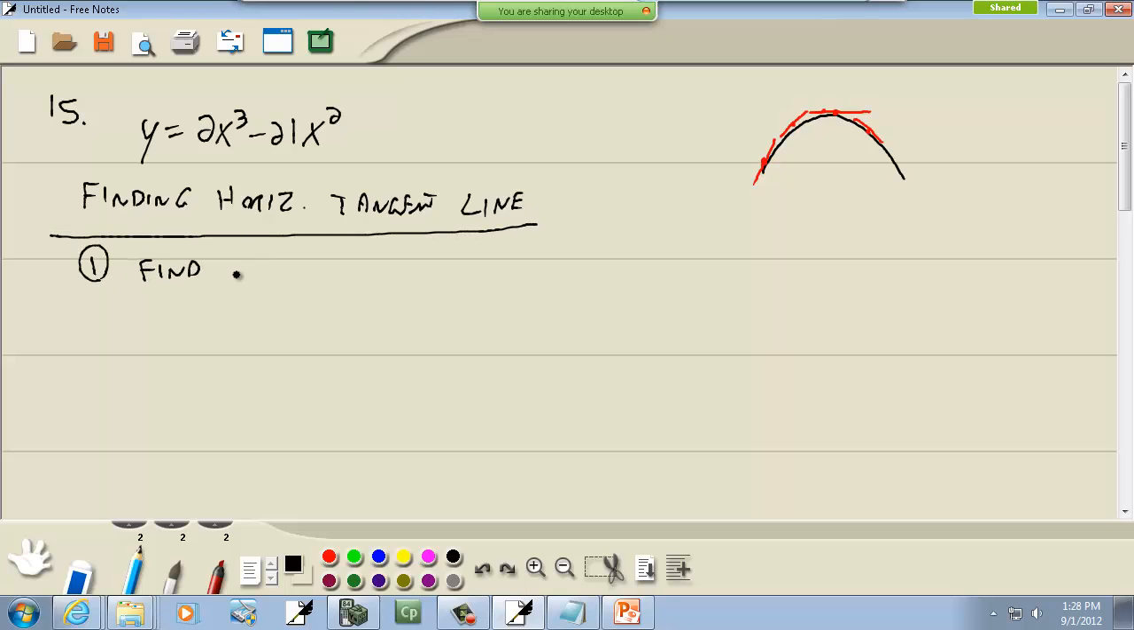Step 1, find our derivative. Geez, that's pretty sloppy. Let me try that again. Okay. Find the derivative. Well, on this one, take your power, put it out in front, lower it by 1. So we got 2 times 3x squared minus 21 times 2. Take your power, put it out in front, lower it by 1. So that gives us 6x squared minus 42x.